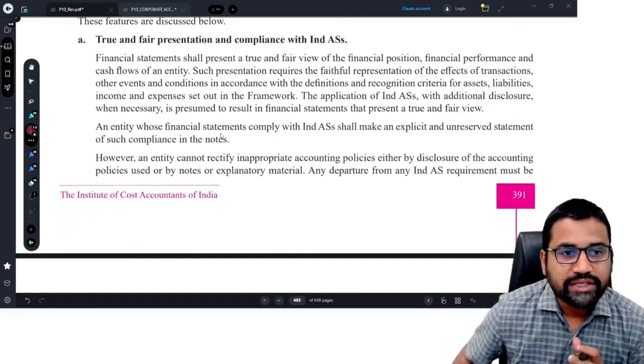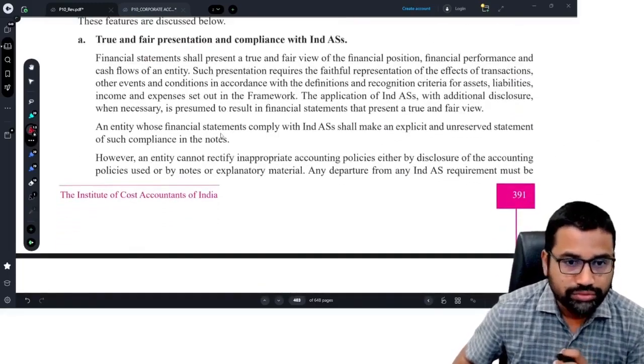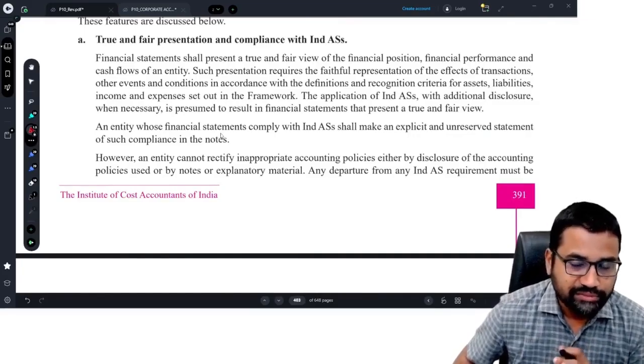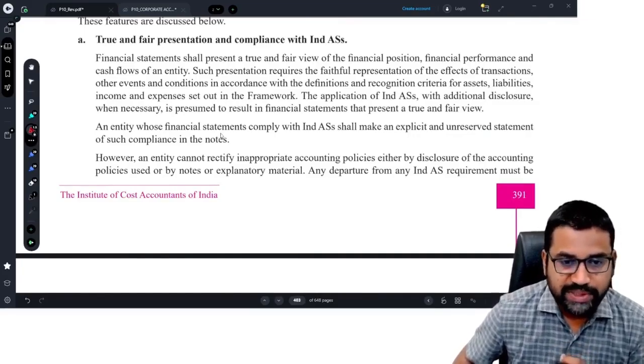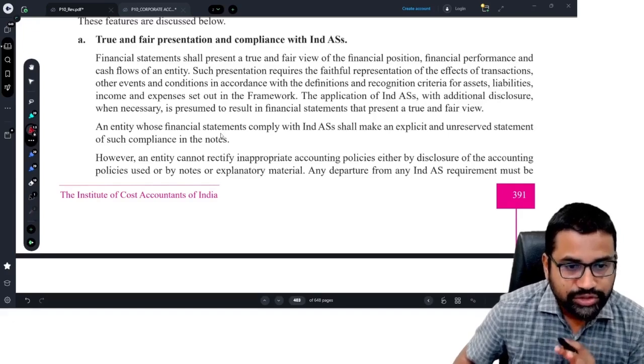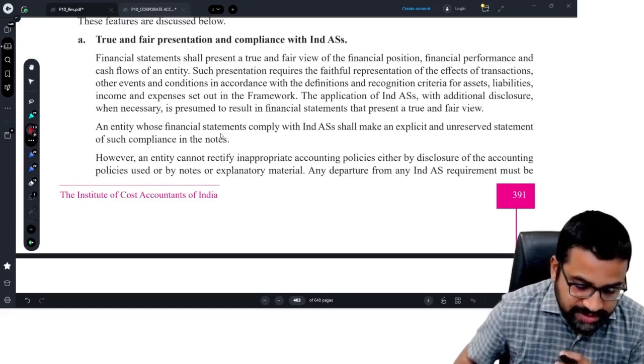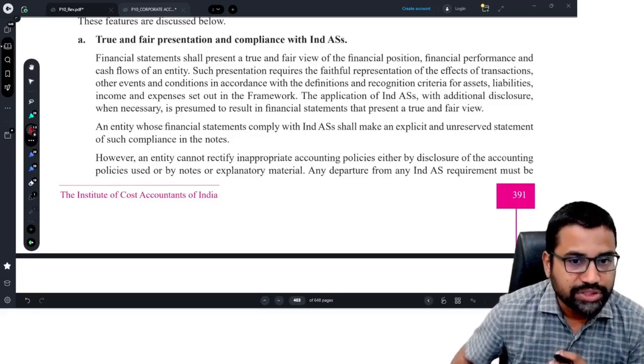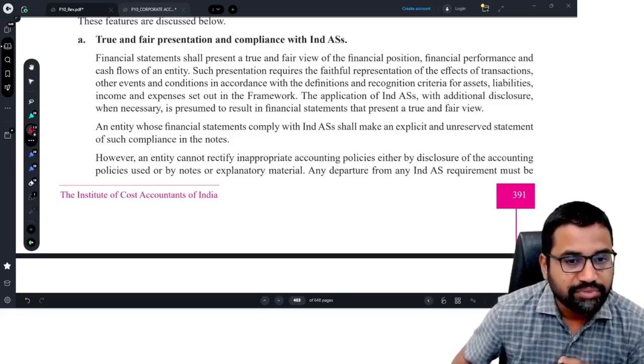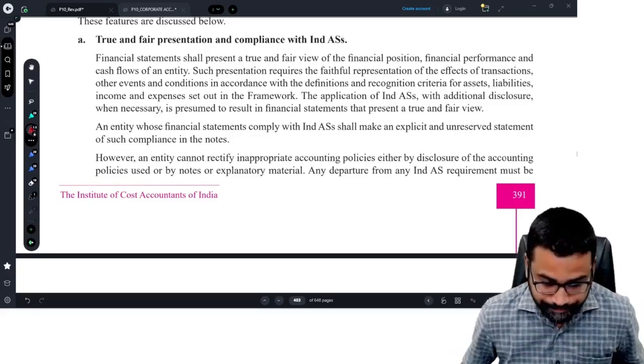The financial statement should contain all truth and fair presentation. Whatever you are reporting, incomes, expenses, losses, gains, everything should be true. So that is the first feature the financial statement should have. Always remember the financial statement should have a true and fair view.